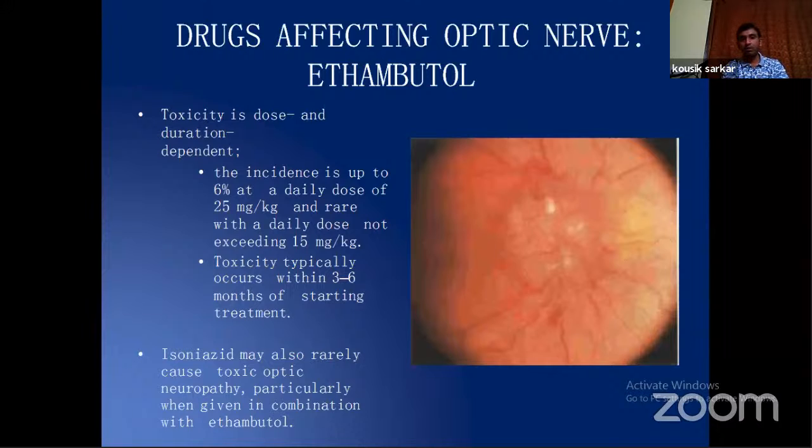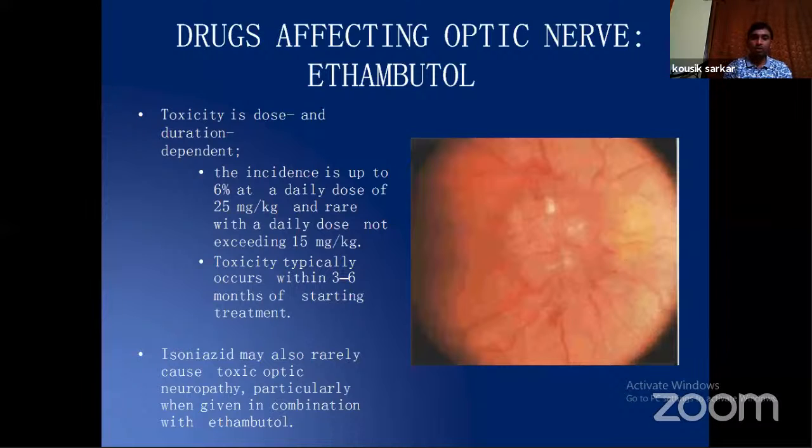Ethambutol toxicity is dose and duration dependent. The incidence is up to 6% at a daily dose of 25 mg per kg, and rare with a daily dose not more than 15 mg per kg. Toxicity typically occurs within 3 to 6 months of starting treatment with ethambutol. So, if a patient of tuberculosis is taking ethambutol, the general physician should send the patient to an ophthalmologist if the patient has any visual symptoms or decreased vision.